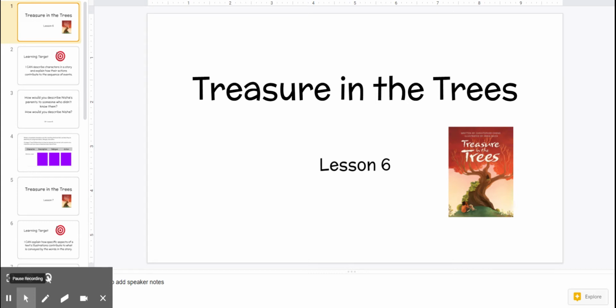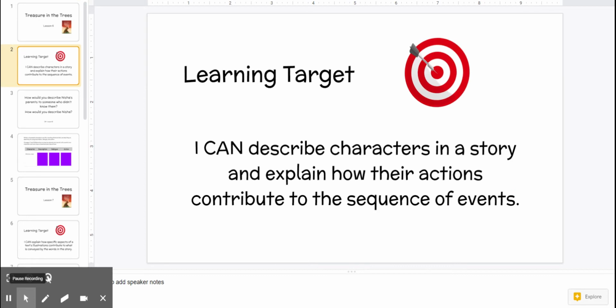Before we start, let's look at your learning target for today. I can describe characters in a story and explain how their actions contribute to the sequence of events.